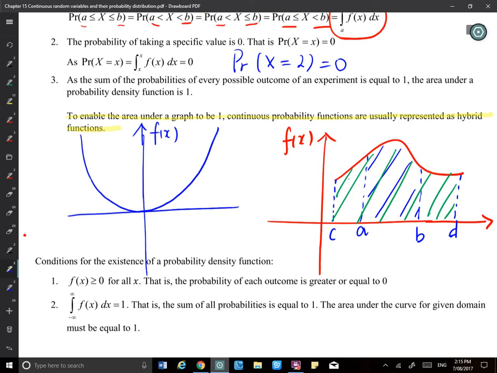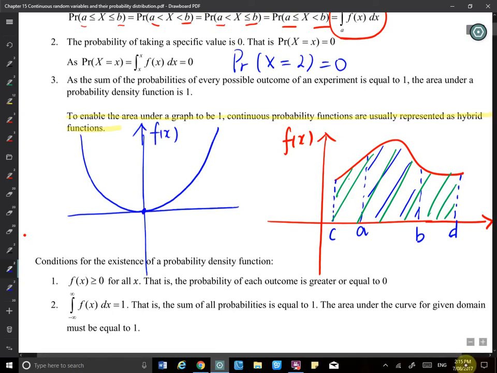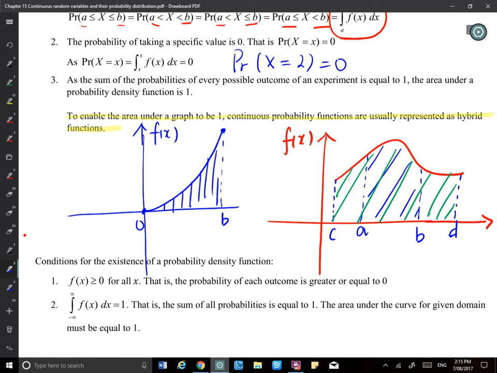So therefore, we will restrict this. We can only talk about the density function when the area gives you 1. So let's have a think. From this point to this point, that area gives you 1. Okay, that area is 1. So we can only take from 0 to b, that is 1.